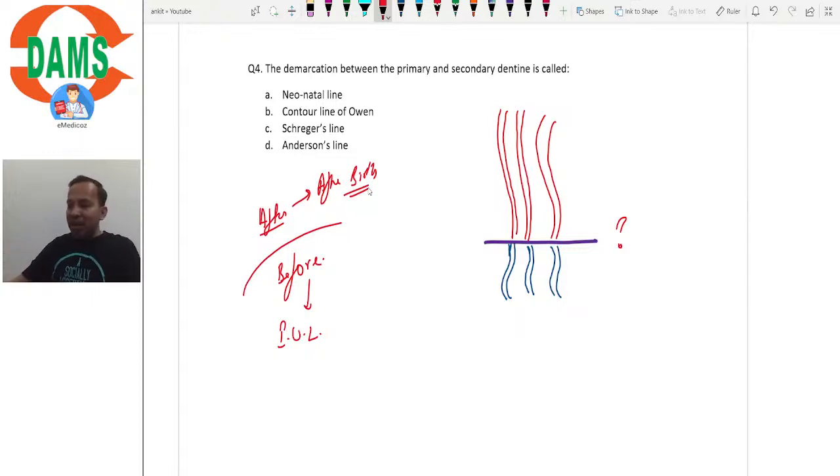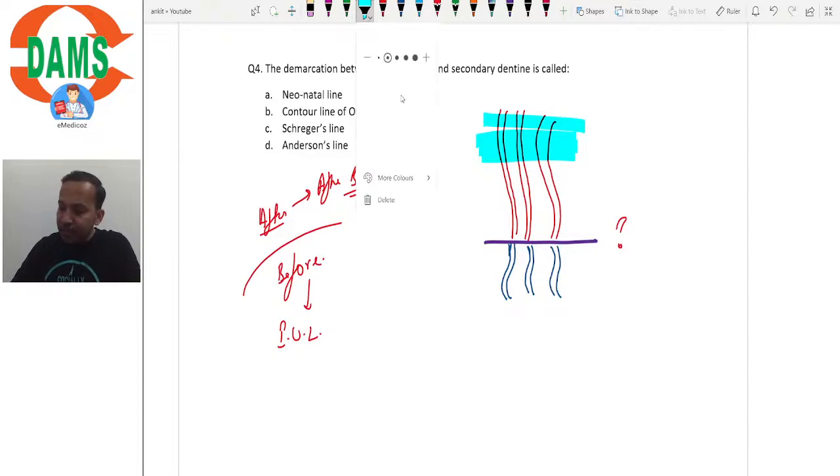Schreger's line, what are Schreger's line? Basically, Schreger's lines are present when the primary curvatures of the dentinal tubules coincide. So let's say here the primary curvatures of the dentinal tubules are coinciding. So there would be a broad dark band and there would be a broad lighter band. So these bands are called Schreger's bands, right? These bands are called Schreger's bands.